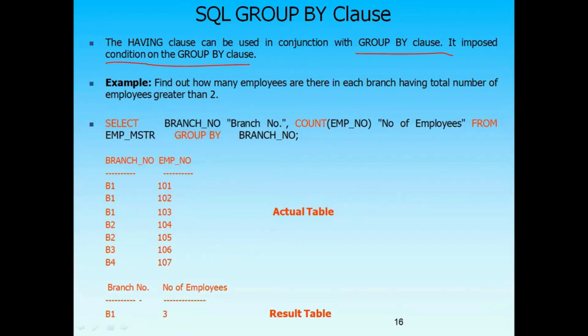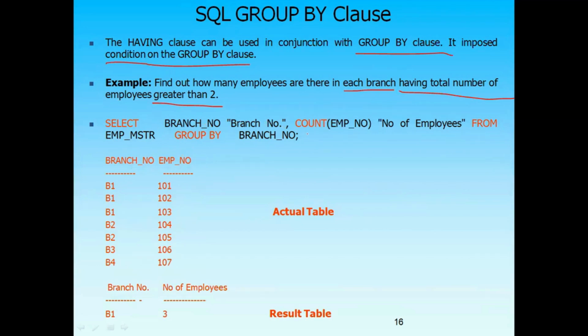So here is the problem: find out how many employees are there in each branch, having total number of employees greater than 2. That means display branch wise total employees, but only for those branches having total employees greater than 2. Here is the solution: select branch number, comma, count employee number as number of employees, from employee master group by branch number.